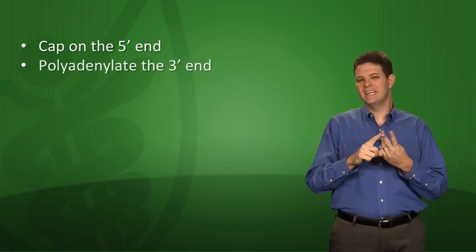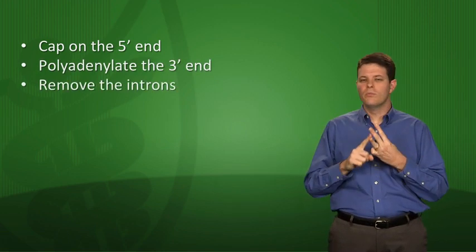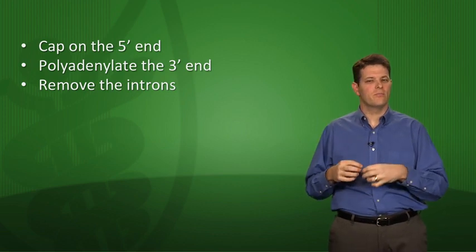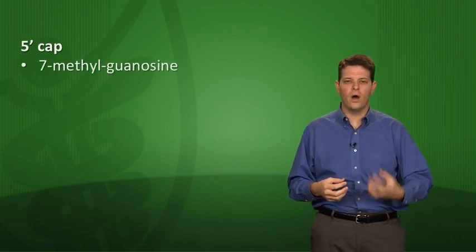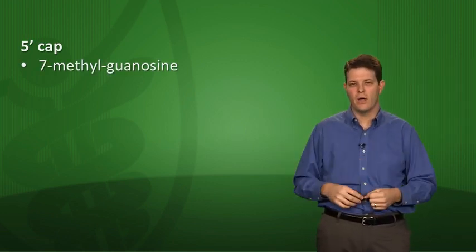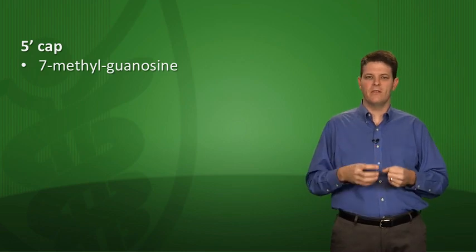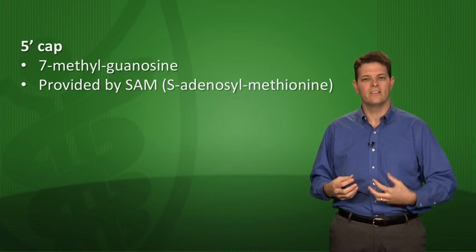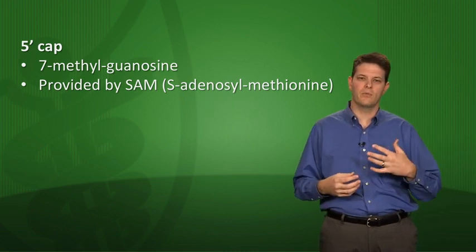To make mRNA from your hnRNA, you have to do three things. You have to put a cap on the 5' end, you have to polyadenylate the 3' end, and you have to remove the introns. Only the RNA that's processed in these three ways can be transported out of the nucleus. So the 5' cap is a 7-methylguanosine molecule that gets tacked on to the 5' end of the RNA. This 7-methylguanosine cap is provided by a critical molecule called SAM, or S-adenosyl methionine. And we're going to talk about SAM briefly in another video.